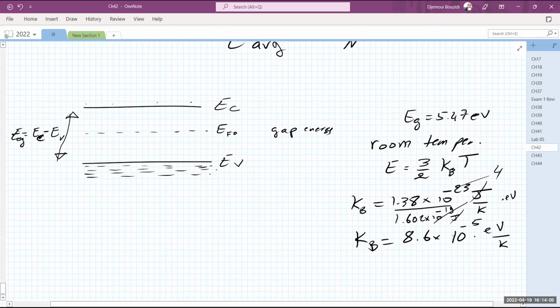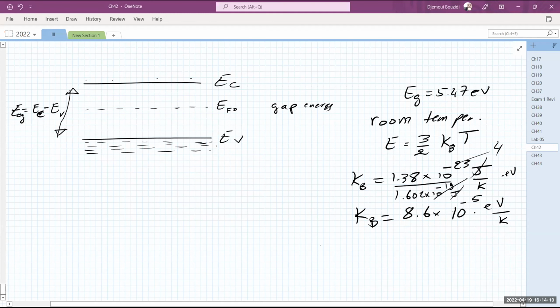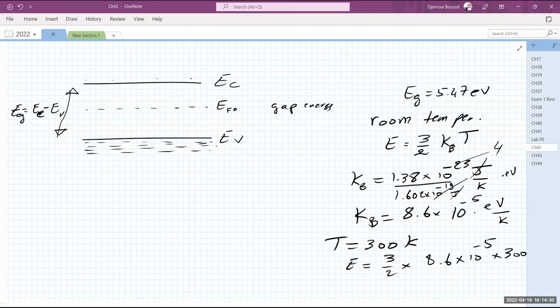So it's not anywhere near much energy per Kelvin. Even at room temperature, when T is about 300 Kelvin, the energy for this electron is going to be 3/2 times this number, 8.6 times 10 to the negative 5 times 300. So even that number is not going to be enough to cause much of a headache. It's going to be 3/2, which is 1.5, times 300.